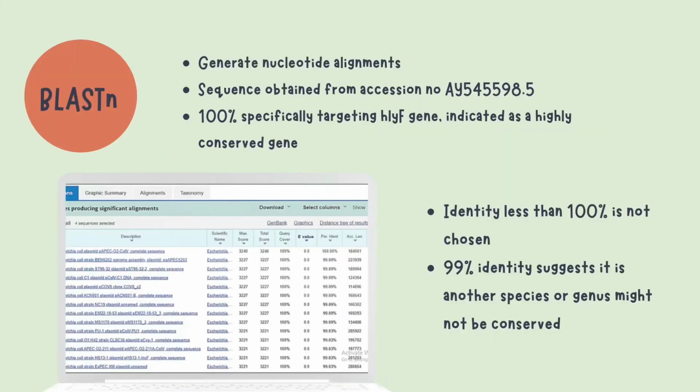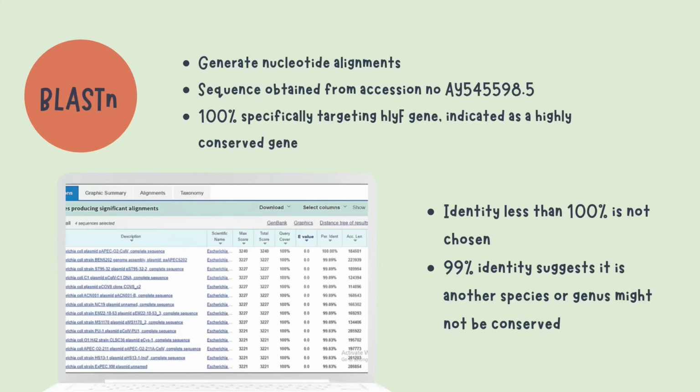Primer design consisted of 5 steps. First was generating nucleotide alignments using BLAST-N. The sequence obtained from accession number AY545598.5 was 100% specifically targeting the HLYF gene, which indicated it as a highly conserved gene.